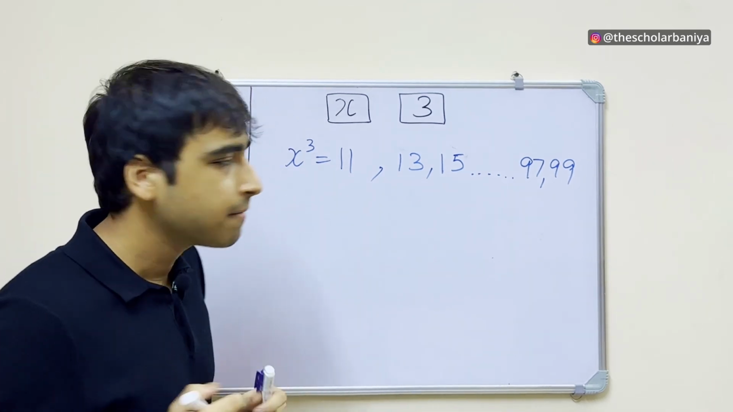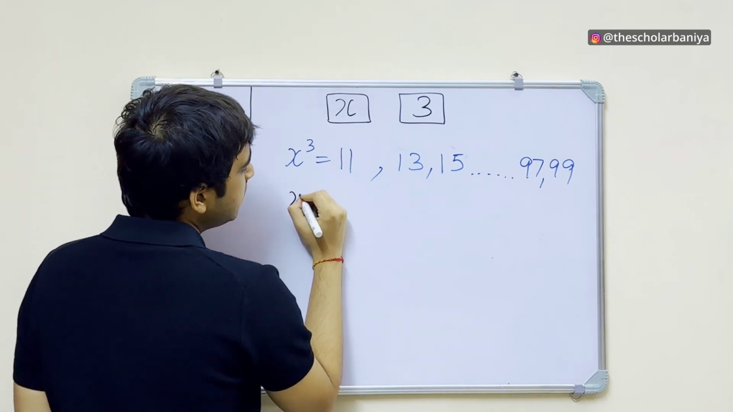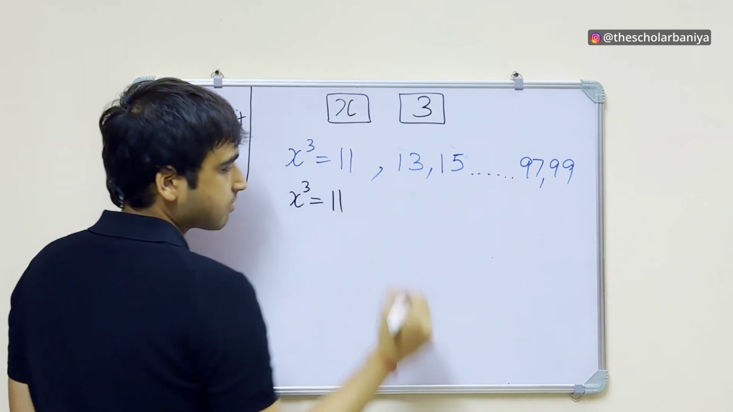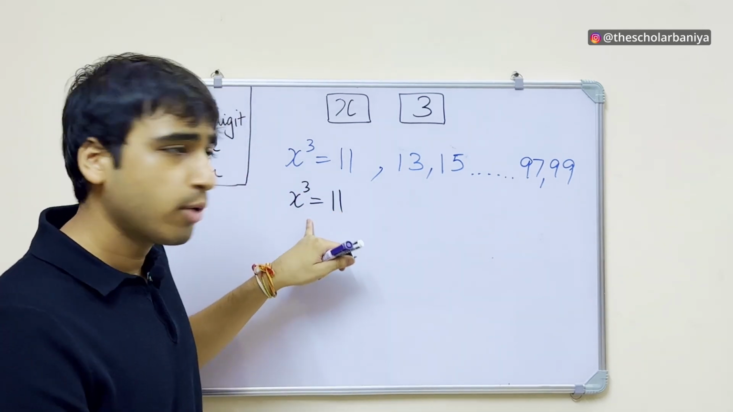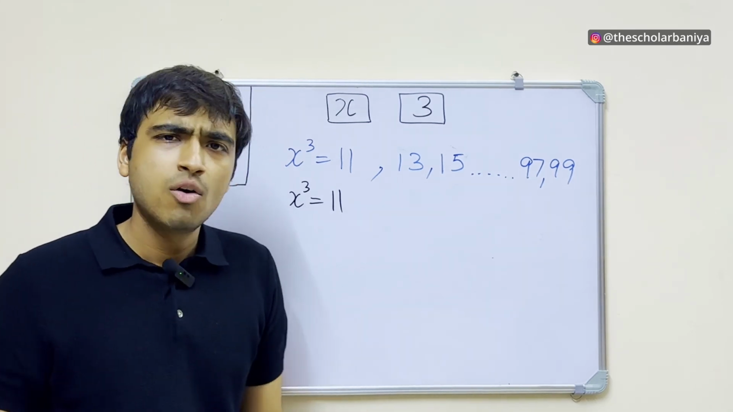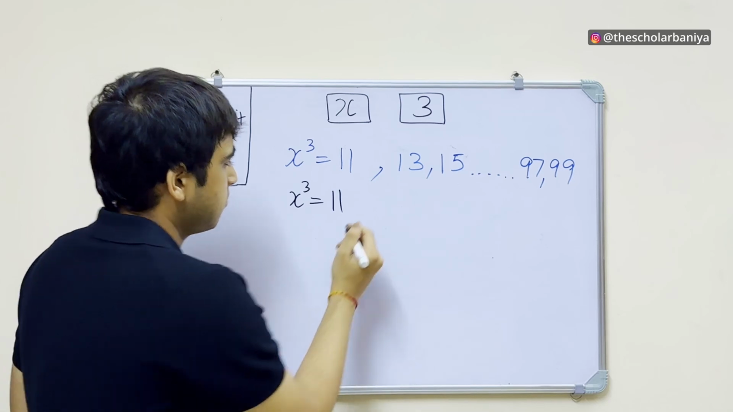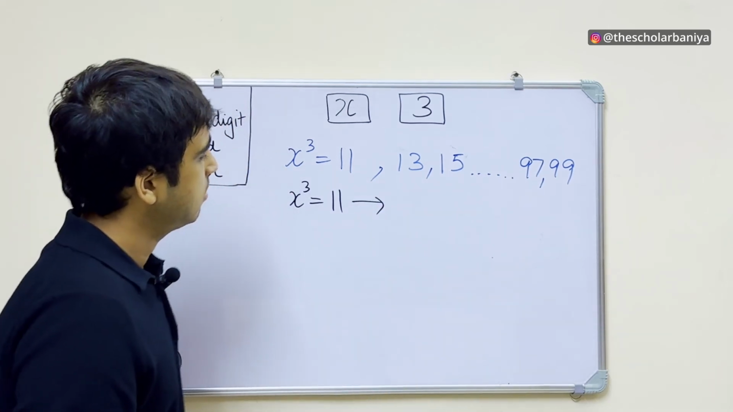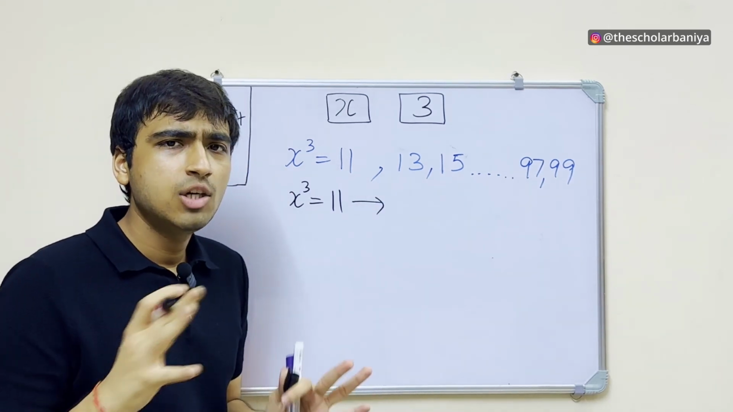Now tell me one thing. Let's suppose x cube is equal to 11. This is one possible value of x cube, which is 11. If x cube is 11, what is the possible value of x? X will be somewhere between 2 and 3, right?